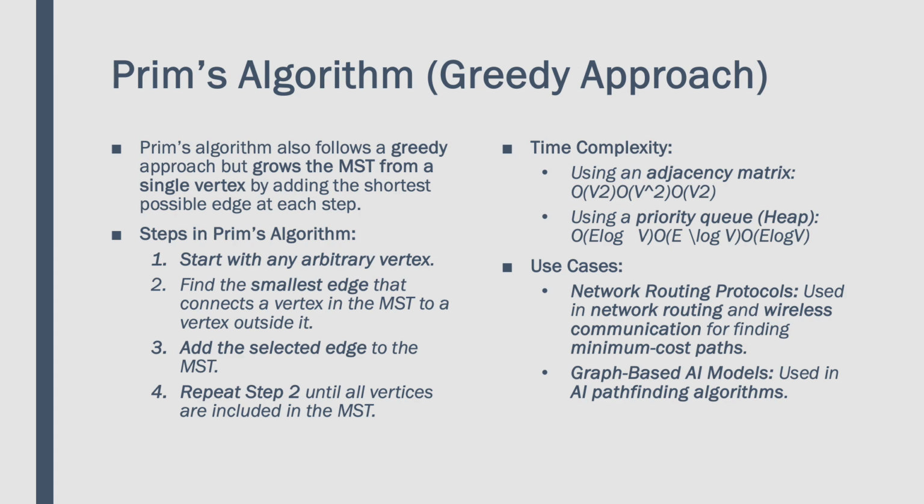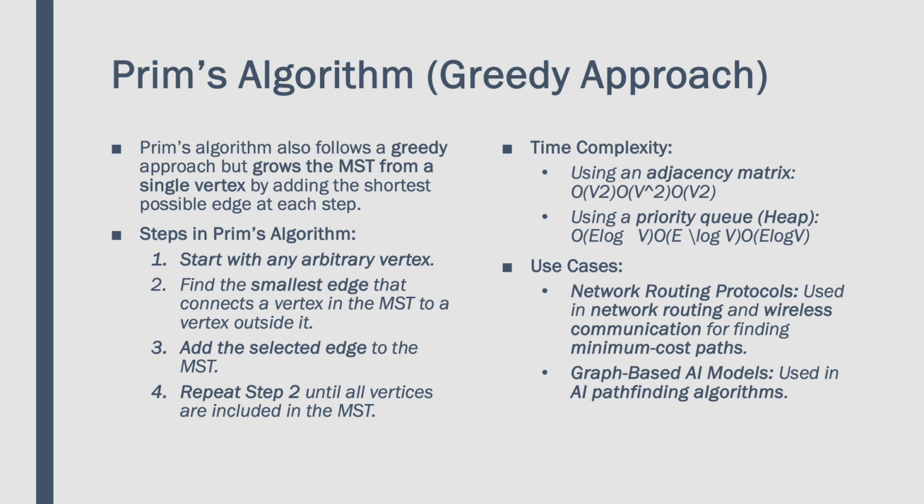So basically it runs in big O V squared time, which is inefficient for large graphs. And with a priority queue, it runs in big O E log V time, making it significantly faster for sparse graphs.